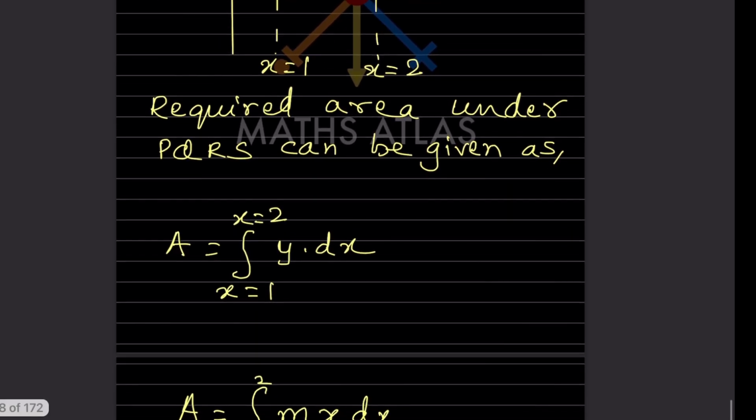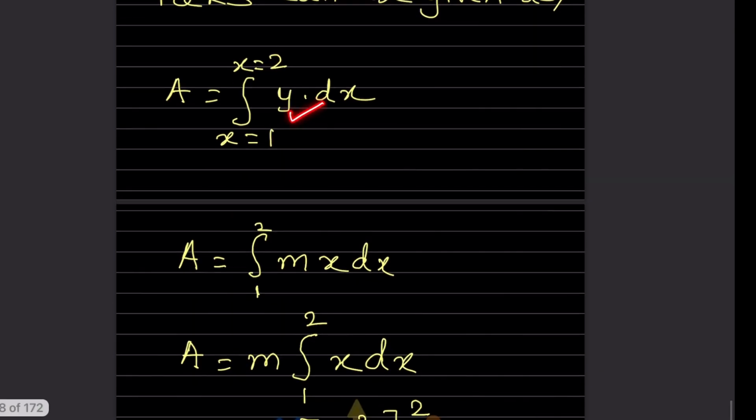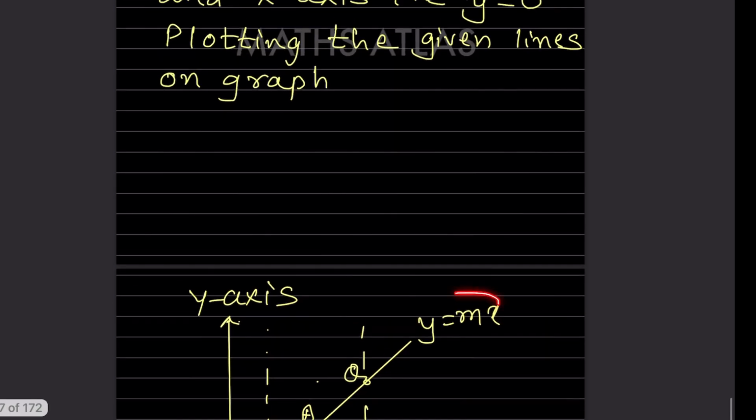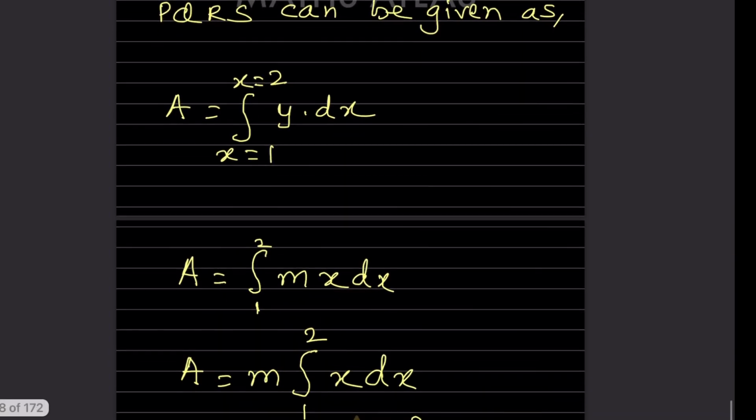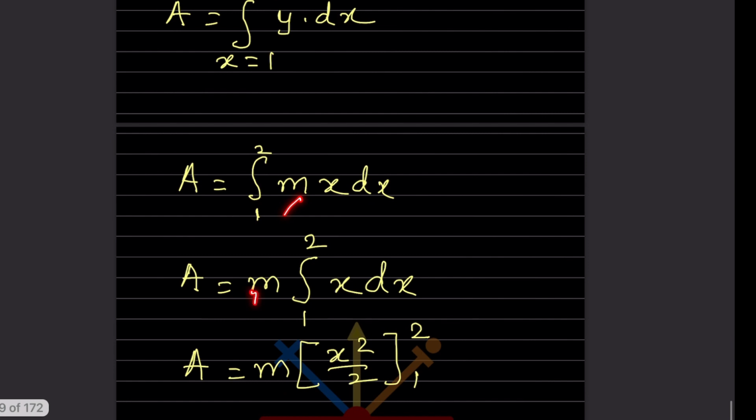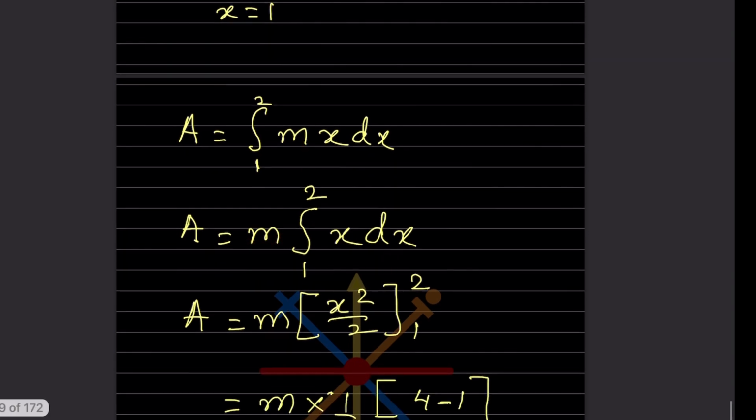So now let us take the area. Area is this, because this is 1 and this is 2, the integral from 1 to 2 of y dx. So what we have, y is what is given here, that is y is mx. So in place of y, we have written mx dx. So m we will take outside, and x dx, and then integration of x dx is x square by 2, from 1 to 2.